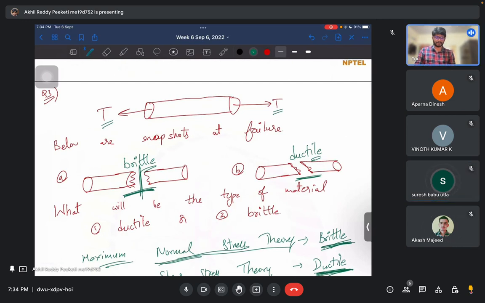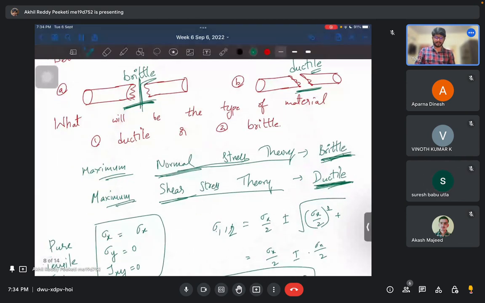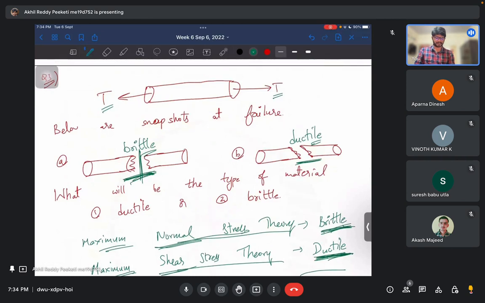If you similarly do pure torsion, you would get different things. That I am leaving for you to work upon. This is how you can characterize the material. If you just do a simple tensile test, based on how the failure is, you can easily tell whether it is a brittle kind of material or a ductile kind of material.